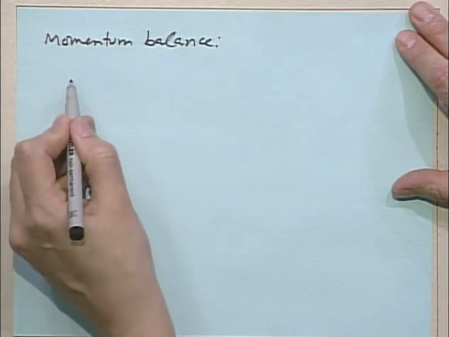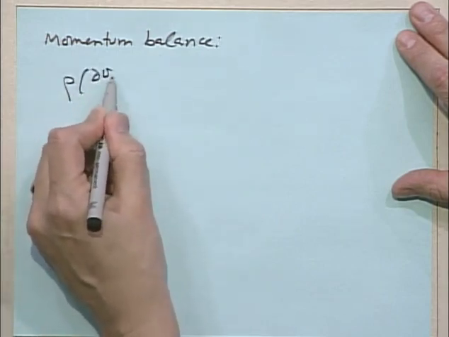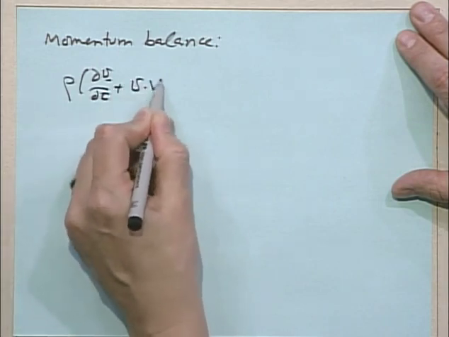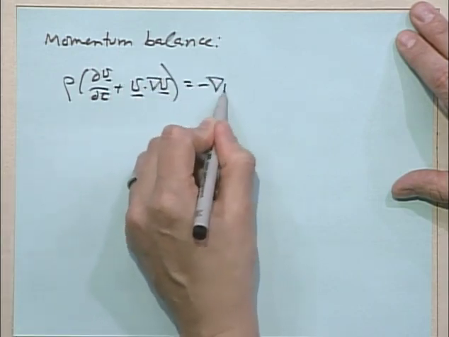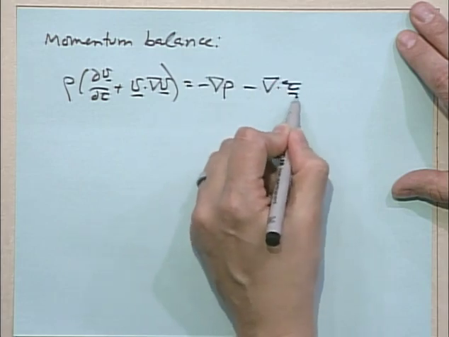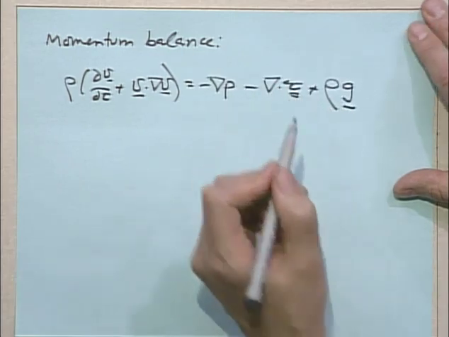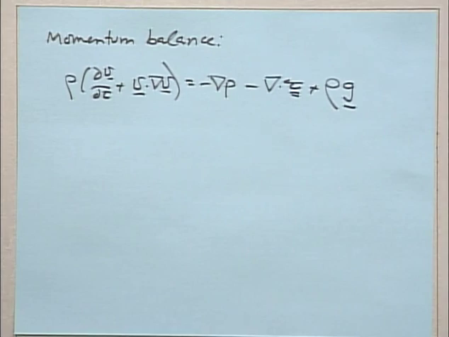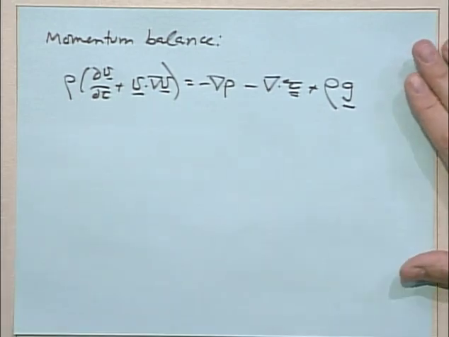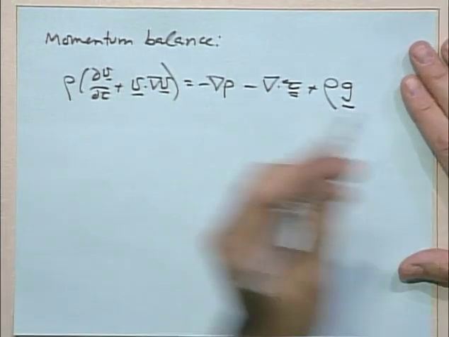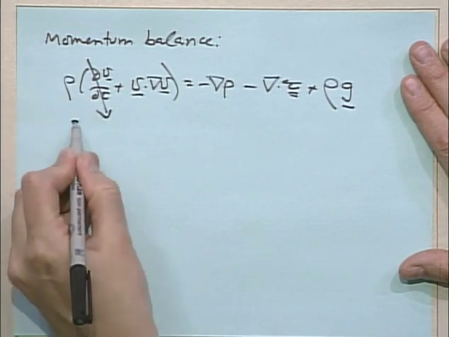So the momentum balance is rho dv dt plus v dot del v equals minus grad p minus del dot tau plus rho g. We derived these a few weeks back, and now we're going to use it. We've used it for Newtonian fluids. Now we're going to use it for non-Newtonian fluids. Okay, can you help me to simplify this equation? dv dt is gone for steady state. Right.